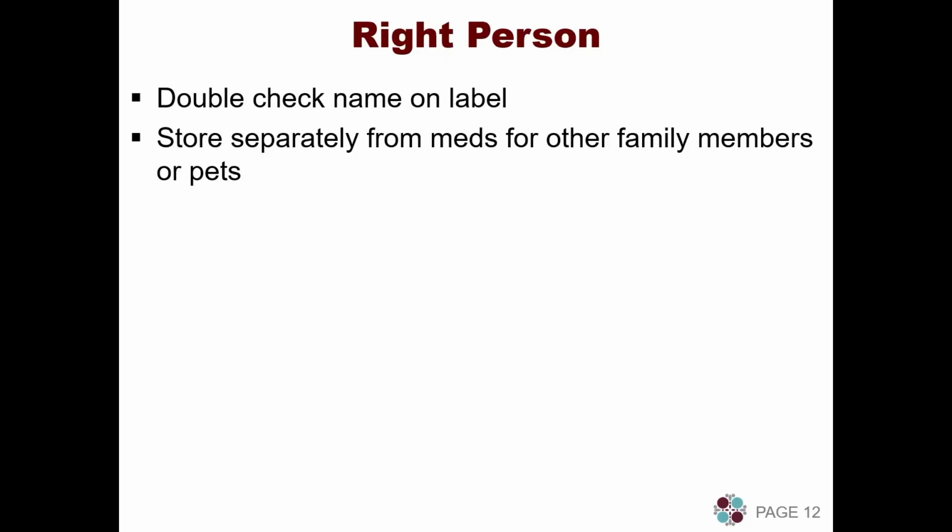So when it comes to the right person, it may seem obvious, but it's always a good idea to double check the name on the label. Especially if the person lives in a home with others, you don't want to get the medication mixed up with someone else's. And it's helpful to store the client's medication separately from the meds of other family members and even the medication of their pets. So you can talk to them about strategies for that. Next slide, please.